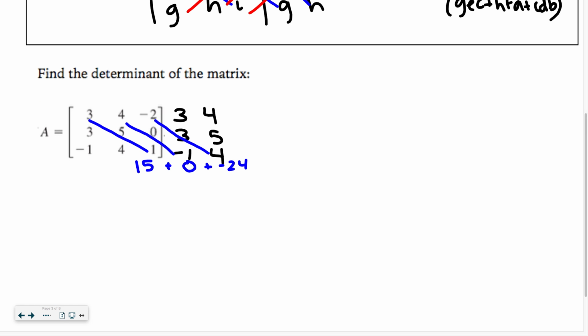Let's see, that totals up to be negative 9, am I right? 15 minus 24. And then do the diagonals going up. That's a positive 10 plus 0 plus 12. So minus 22. Remember that you're subtracting the sums of the diagonals. So that was a positive 22 as a sum, but I'm subtracting 22 in the formula. And so my determinant is negative 31.